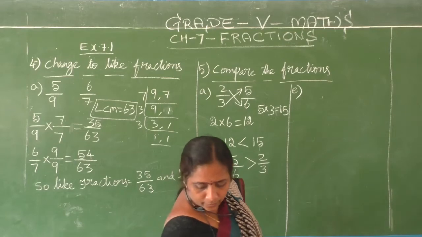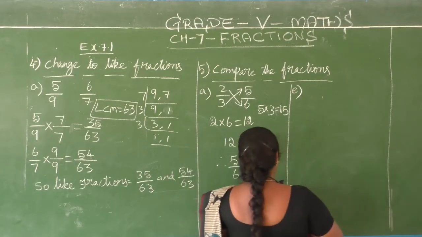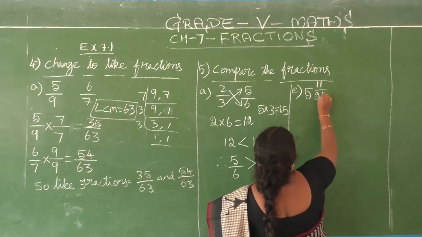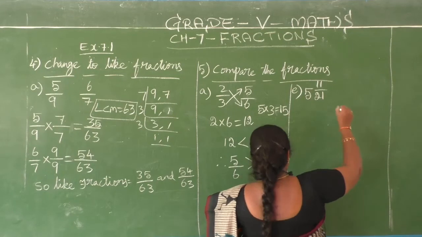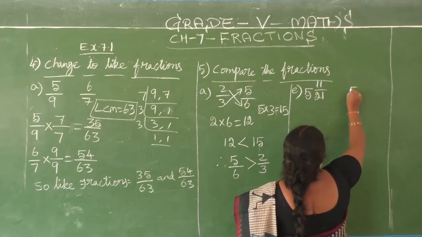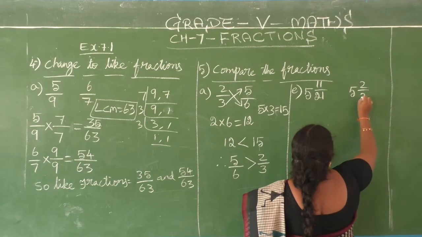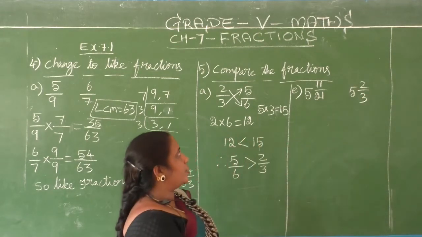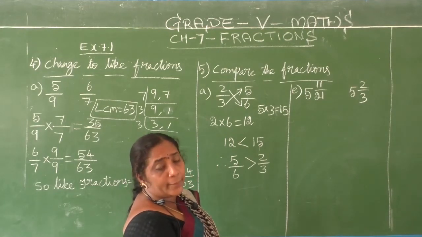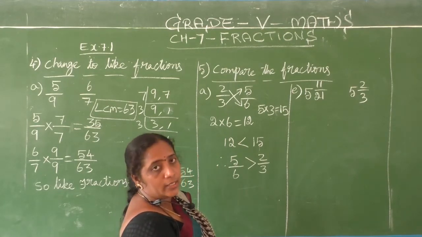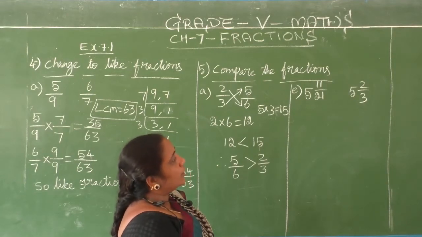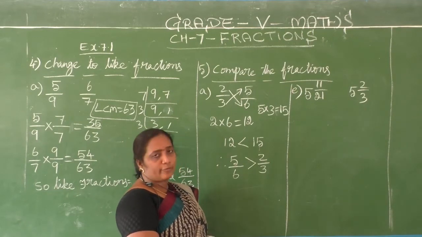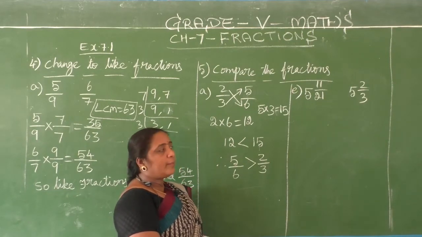What is the E sum? 5 11 by 21, and on that side, 5 2 by 3. They gave a mixed fraction. So how can you compare the fractions by cross multiplication? First, what we have to do? We have to change the mixed fraction into improper fraction.